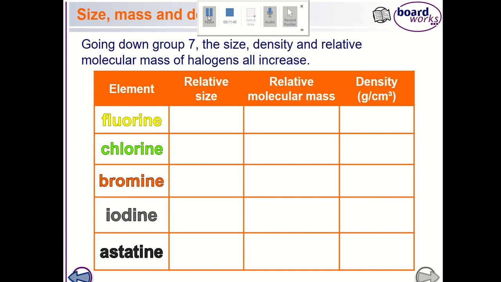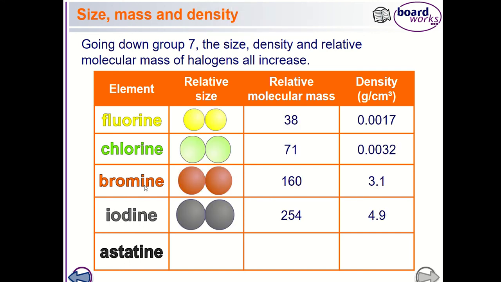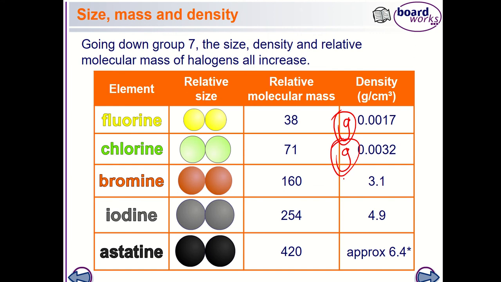Okay, so let's look at the physical properties of these as the relative size of them increases. You can see as you go down the periodic table, they get much bigger, the density gets much greater, and you can probably start to see now why fluorine here is a gas. Chlorine's a gas, very low density, and then we're getting into our liquids, higher density, and then into our solids, even higher density again.